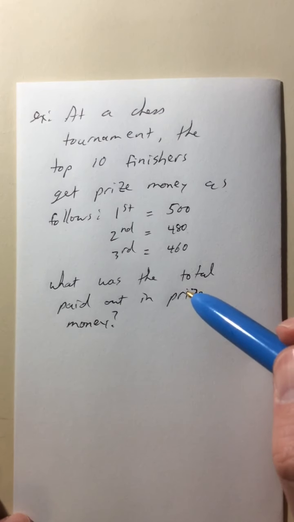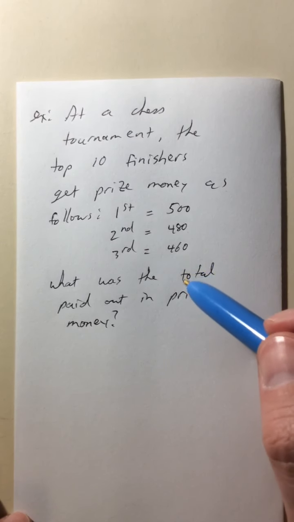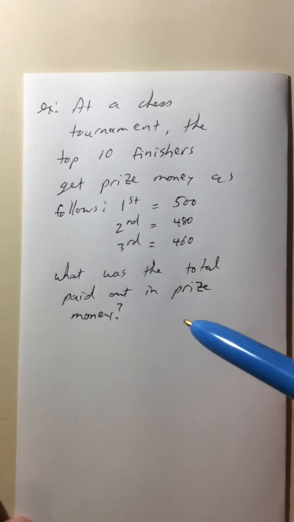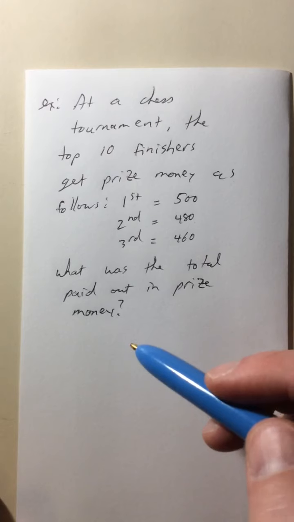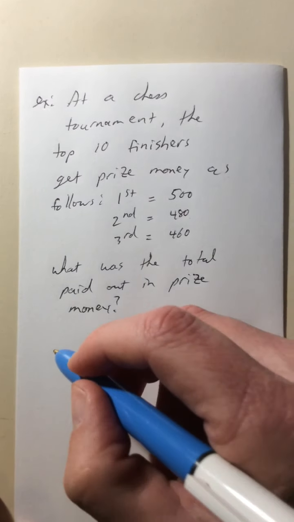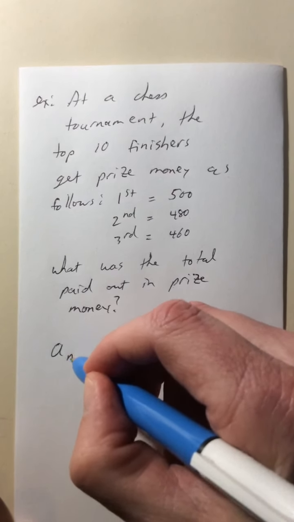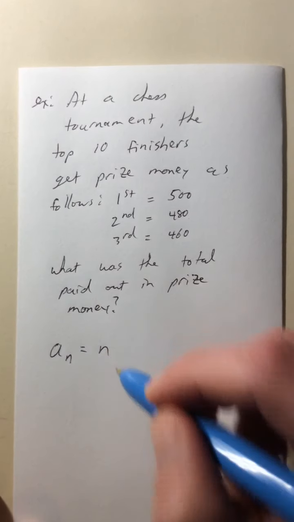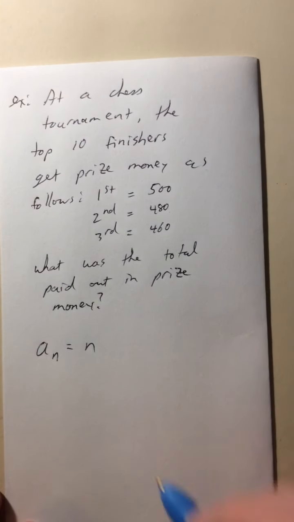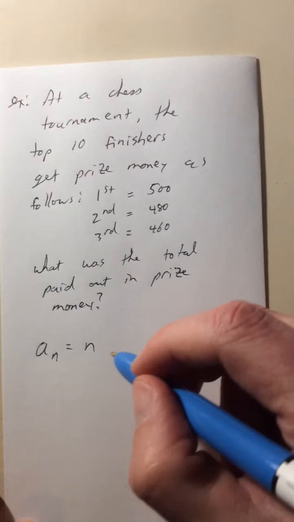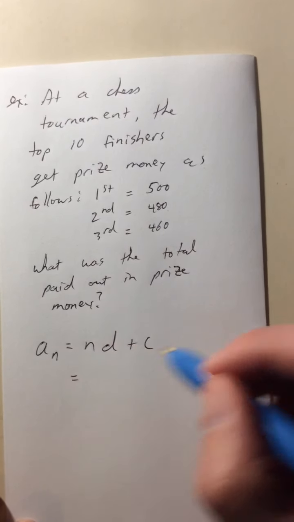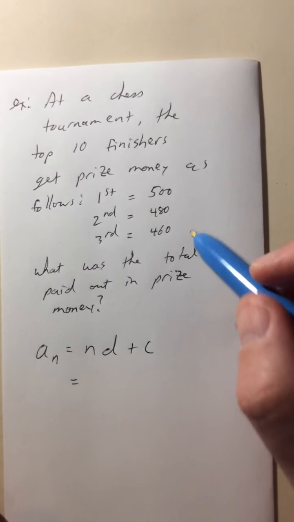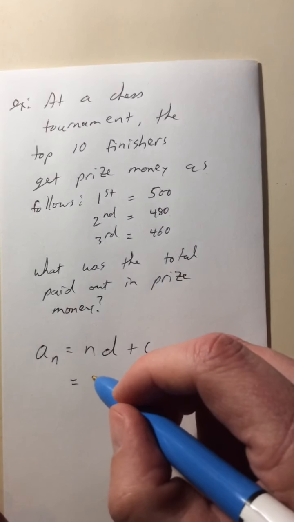We could do this fairly easily, right? I just want to make sure we're practicing the methods. We could just keep subtracting 20 and get to our 10th term pretty quickly. But I just want to make sure that we're still good at this. So remember our little formula here, nd plus c. And so the common difference here is obviously 20.